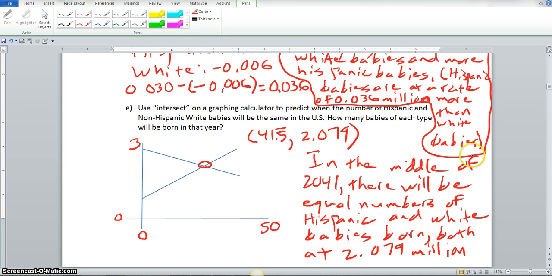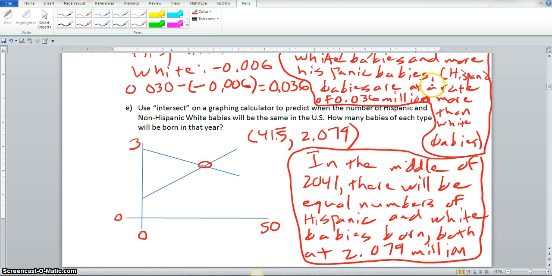Now remember, all of this is an approximation. And all of this is based upon the two formulas you have from parts A and B. This is based upon those formulas and the intersection. So this is the end of section 3.1. Thank you.